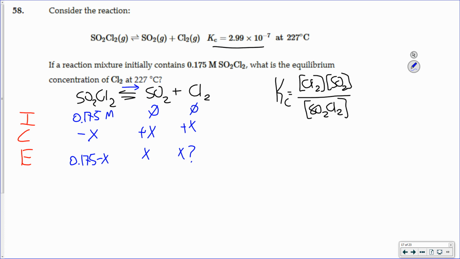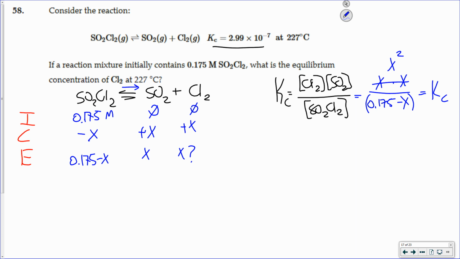So now if I plug these into the K sub C expression, right, I've got x times x on top and 0.0175 minus x on bottom, and that's equal to the number of K sub C, whatever K sub C is. So on top, that reduces down to x squared. So like it or not, here comes the math again.